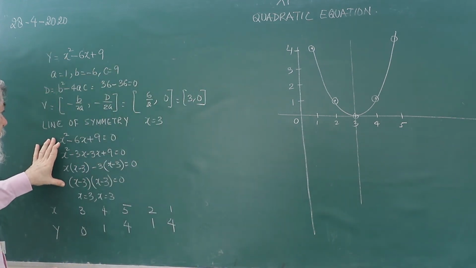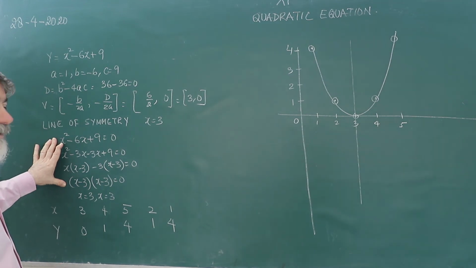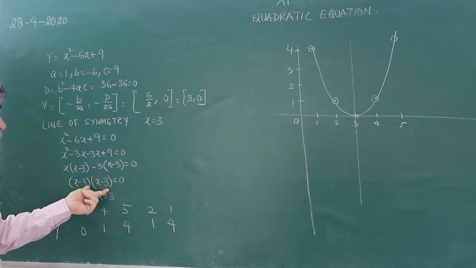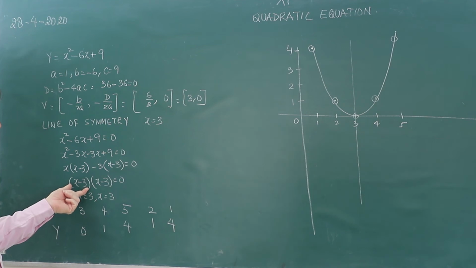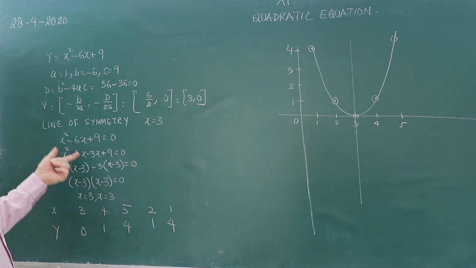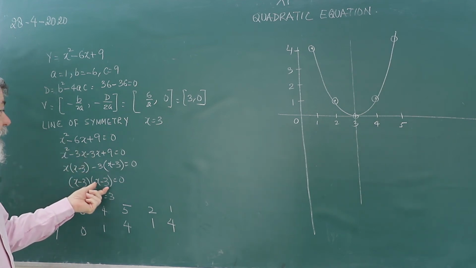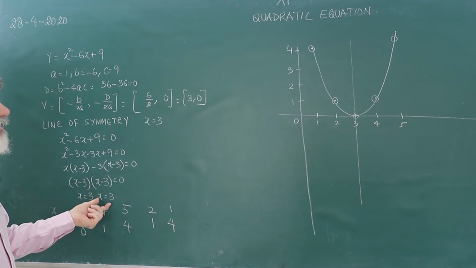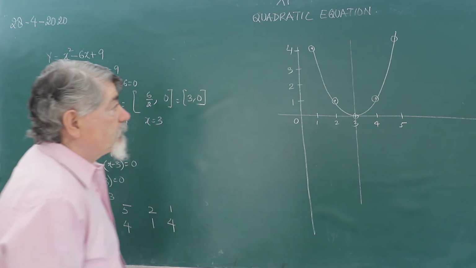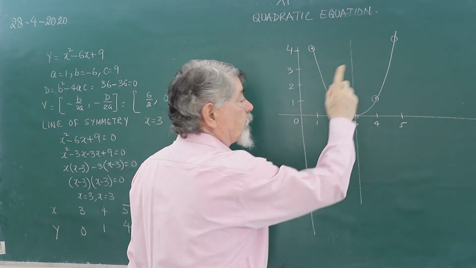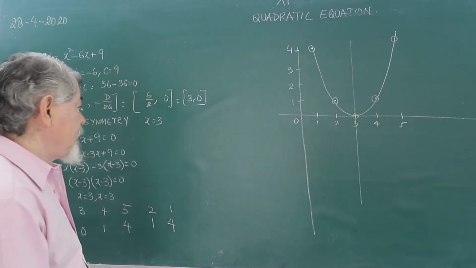When I factorize this, I got x is equal to 3, x is equal to 3. Two factors are the same: x minus 3 whole square. It is a square of x minus 3. x is equal to 3, x is equal to 3. That is why it will be touching the x-axis only at 3, 0.